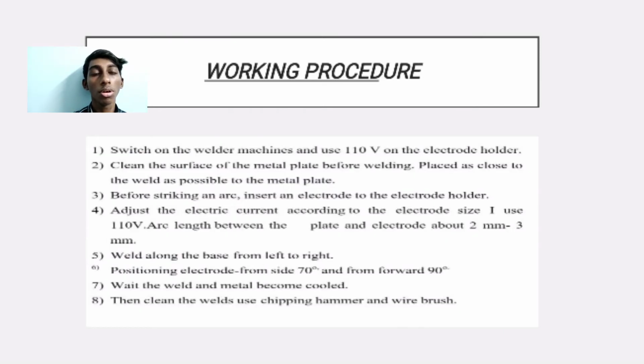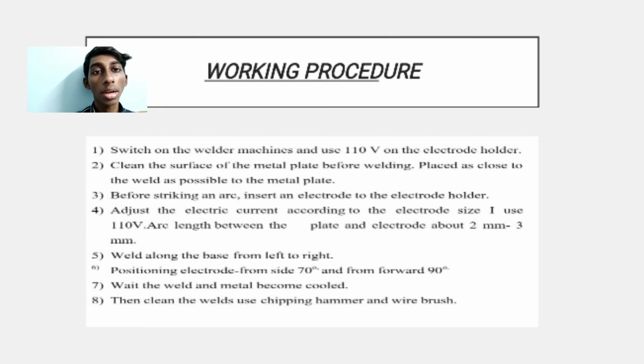And today I am going to talk about the working procedure of gas welding. Switch on the welder machine and use 110 volt on the electrode holder. Clean the surface of the metal plate before welding. Place the clamp as close to the weld as possible on the metal plate. Before striking an arc, insert an electrode into the electrode holder. Adjust the electric current according to the electrode size.